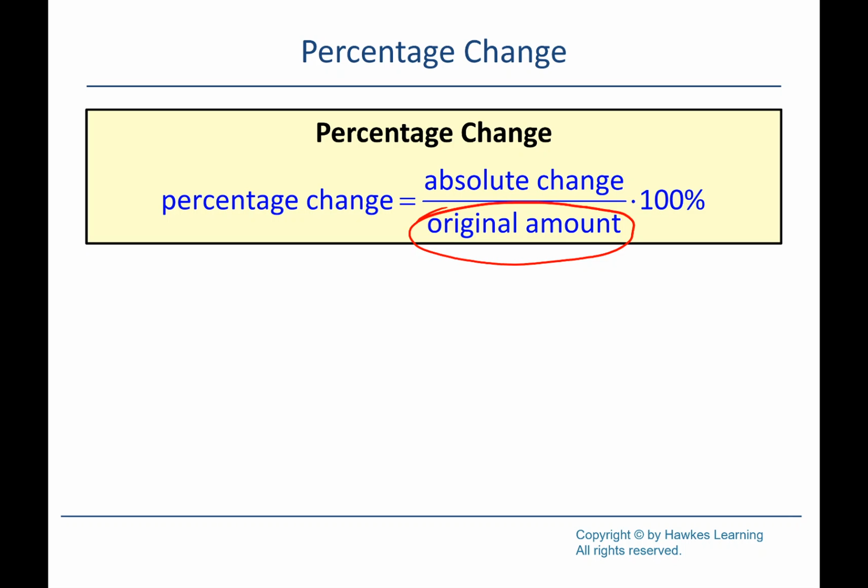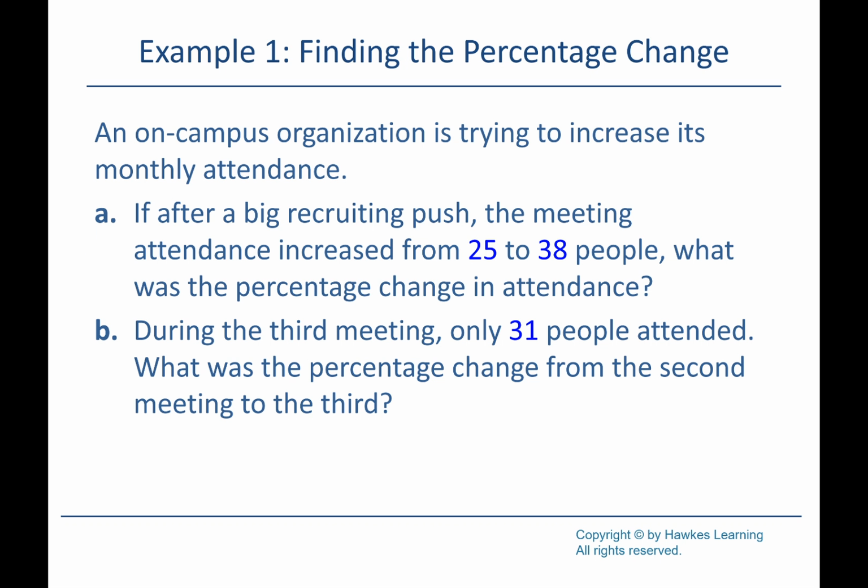Let's try a couple of these, so you can see what we're talking about. Look at one here. One says we've got an on-campus organization trying to increase their monthly attendance. Part A says if after a big recruiting push, the meeting attendance increased from 25 to 38 people, what was the percentage change in attendance?